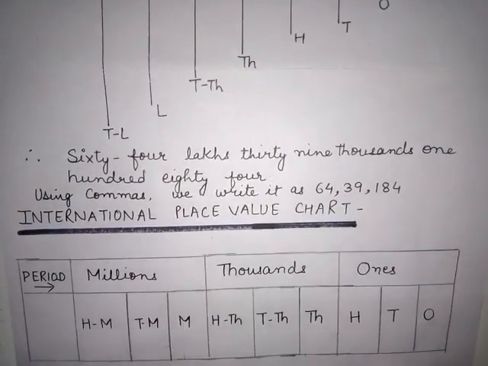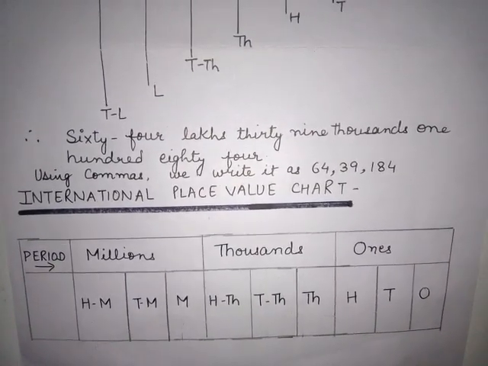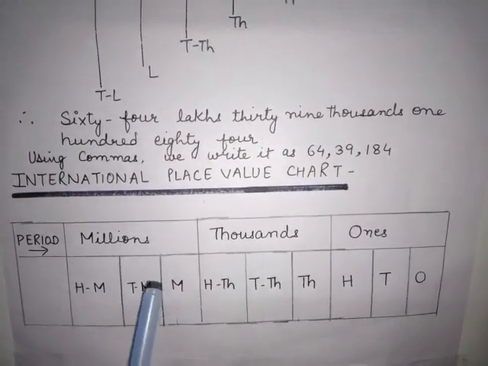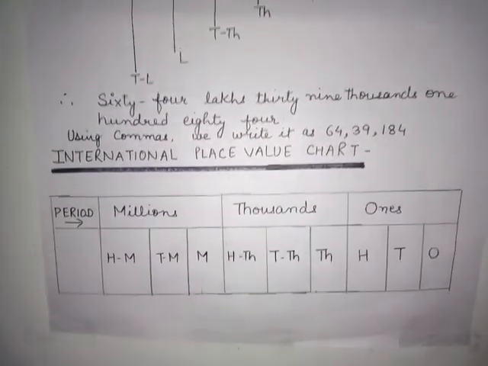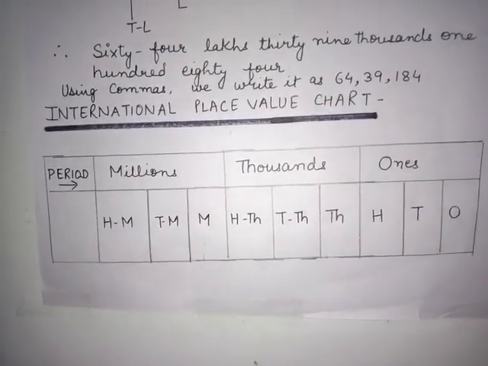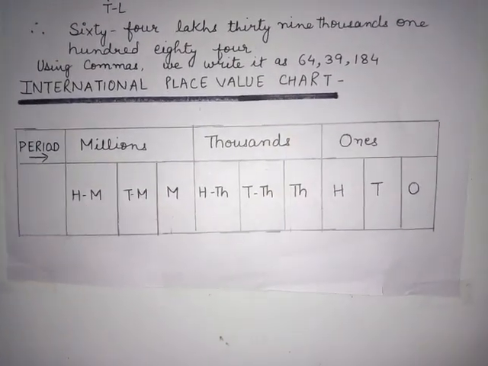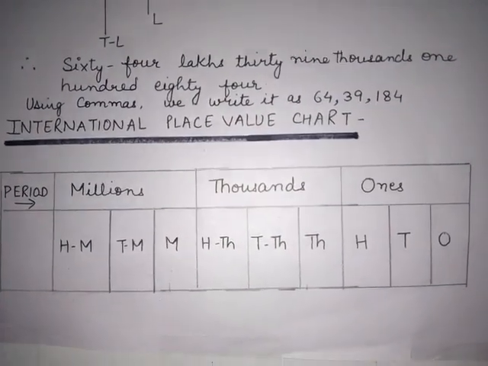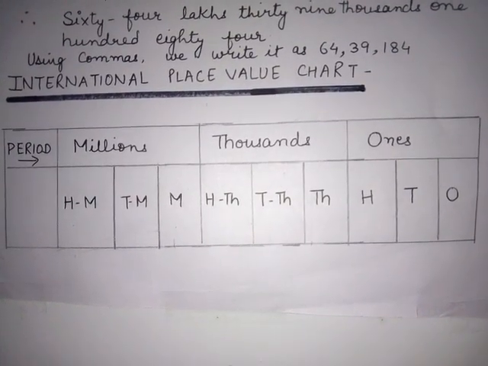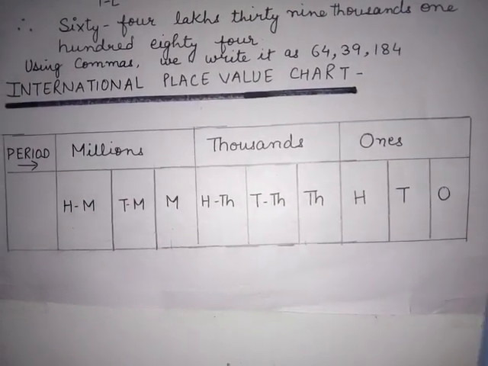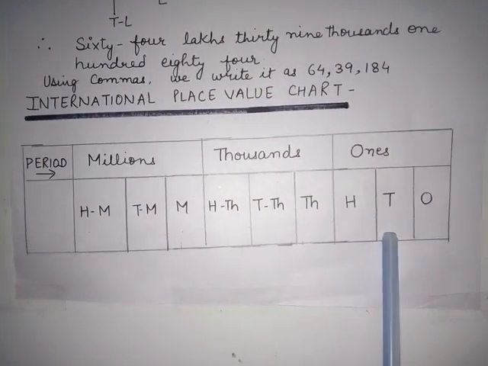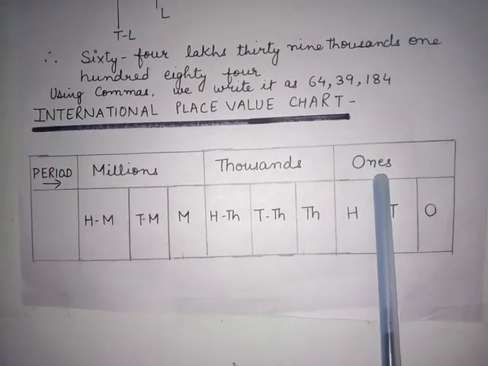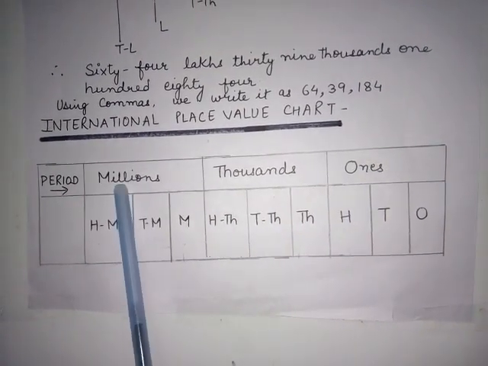Children, we always have to insert a comma after each period whenever we are reading or writing a number in the place value chart, whether it is the Indian place value chart or the international place value chart. Now we will move on to the international place value chart. Many countries use the international place value chart for reading or writing larger numbers. In this chart, 9 places are there and these 9 places are grouped into 3 periods, which are as follows: ones, thousands and millions.